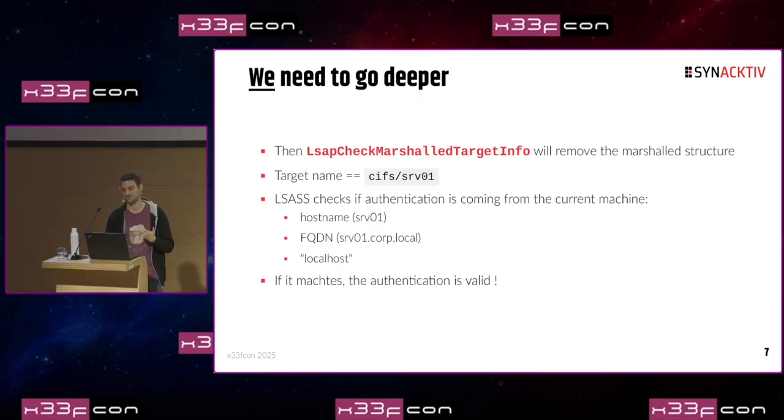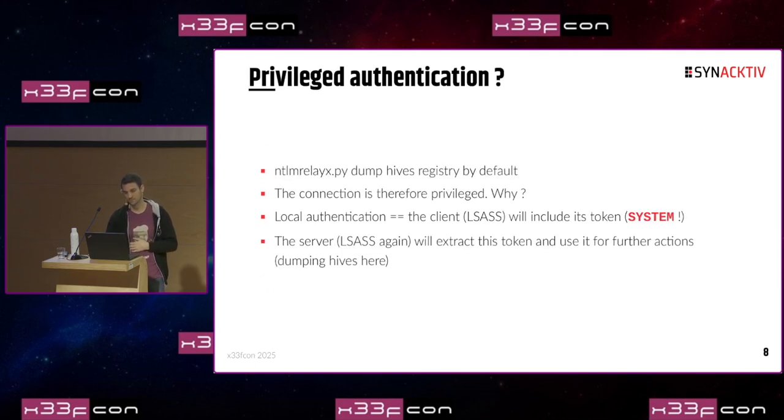So here, in that specific case, our record will be unmarshaled, and it will match the host name of this server. Since it was local authentication, it was working. Now, why is the authentication privileged? By default, NTLMRelayX dumps the registry hives. So it works because the connection is privileged.